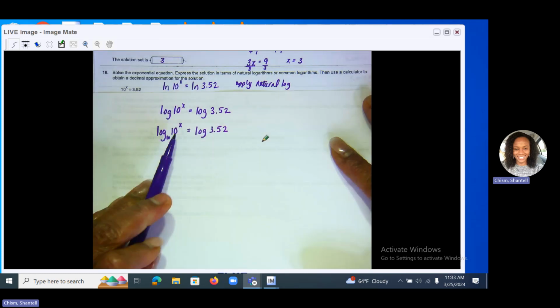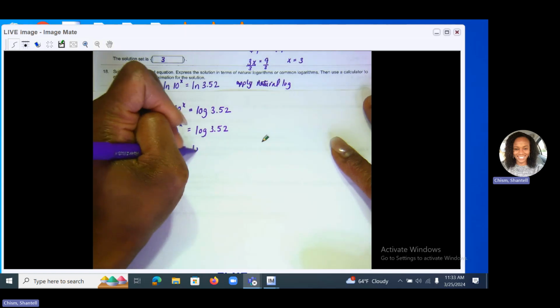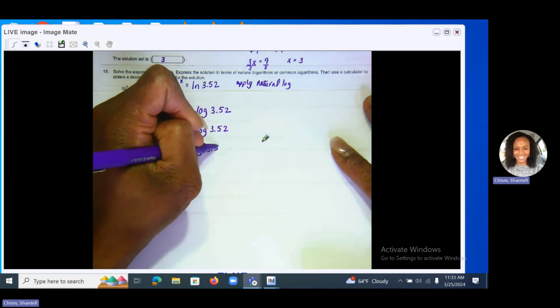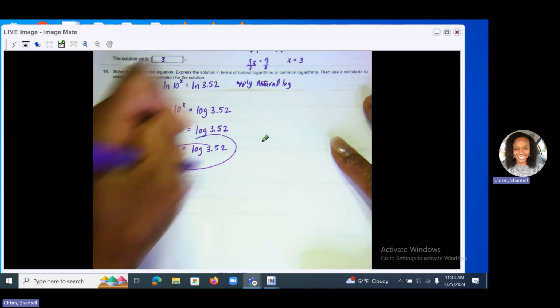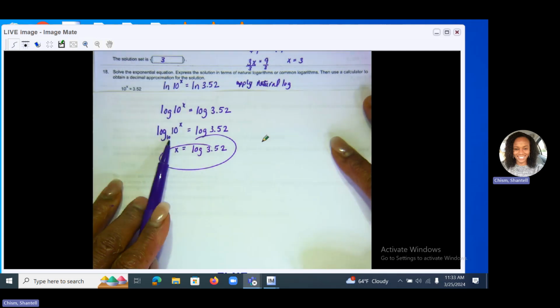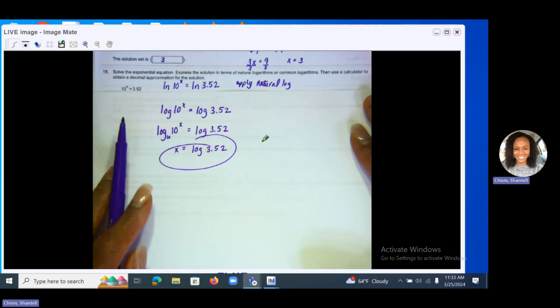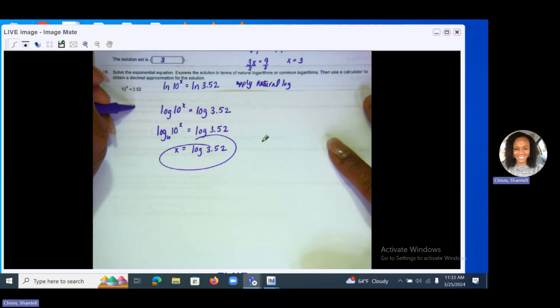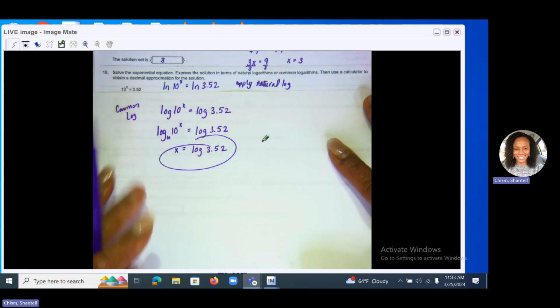So that just becomes x. And so x equals log of 3.52. That would be your answer, because the log base 10 and the base 10 in the exponent part cancel out to just give you x. That's using common log. So when it's a common log, it's a base 10 log.